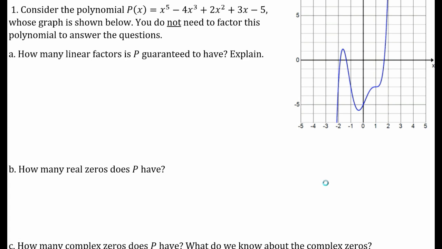Number 1, consider the polynomial p of x, whose graph is shown below. You do not need to factor this polynomial to answer these questions, so we don't actually have to worry about factoring that polynomial there. Part A, how many linear factors is p guaranteed to have?